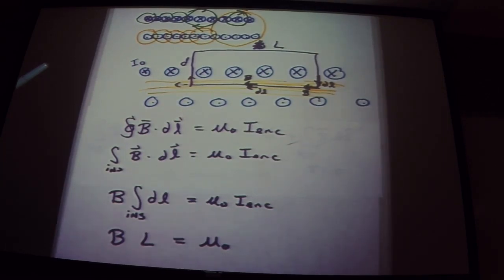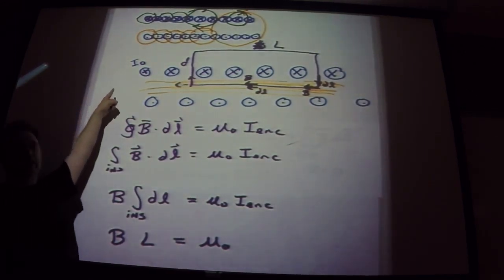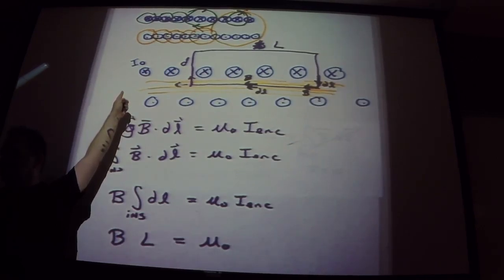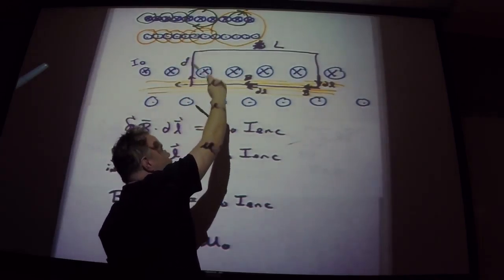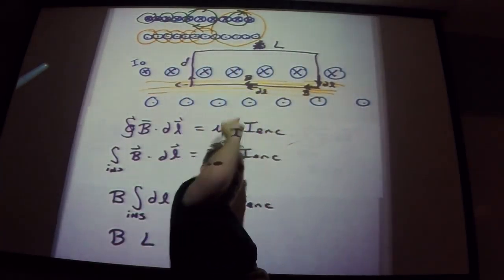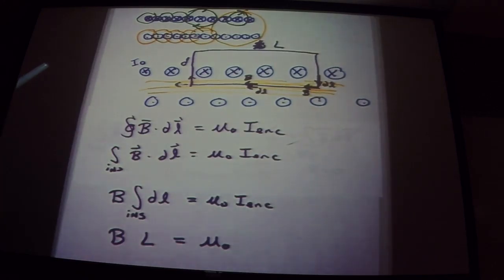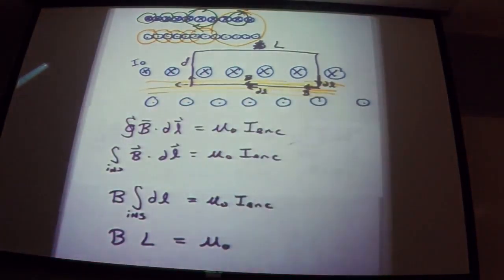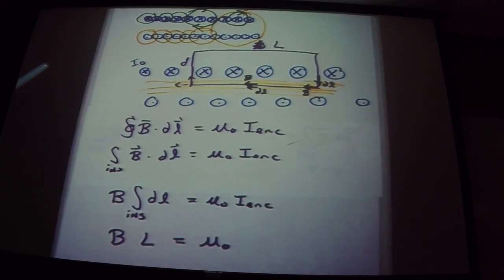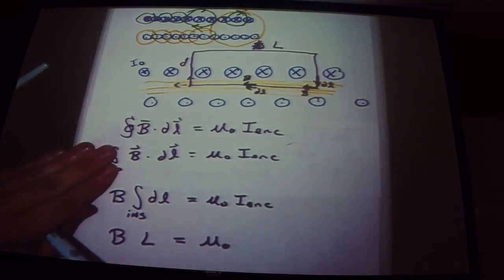Well, let's see how much. Each one of these is I naught going through there, right? So here's my loop. Let's see how many go through. 1, 2, 3, 4. The I naught that's going through there is 4 I naught. I've got 4 of these going in there. I've drawn this loop, I got 4. 4 I naught goes through. That's how much is going through the loop. Just look, 1, 2, 3, 4. There it is. Each one of those is I naught.